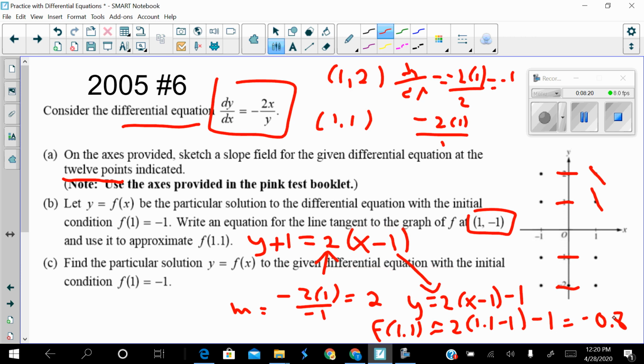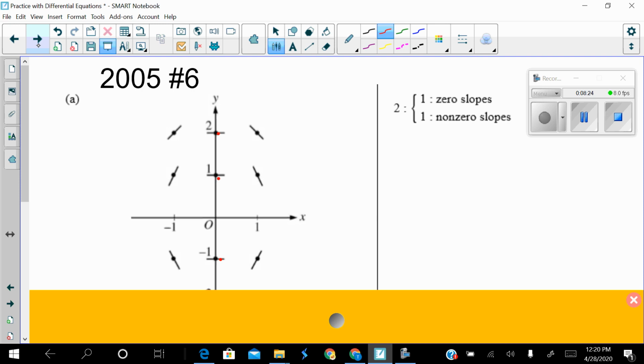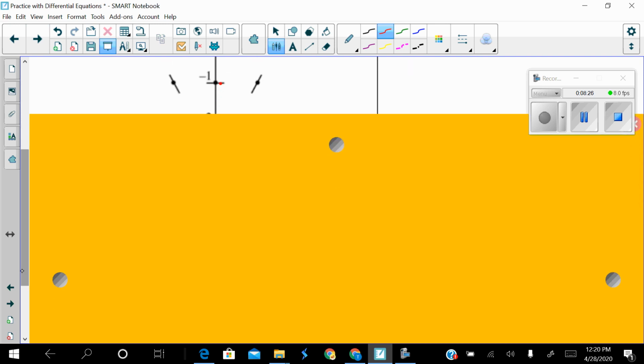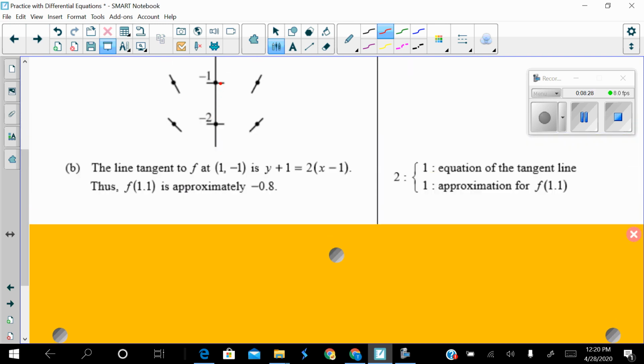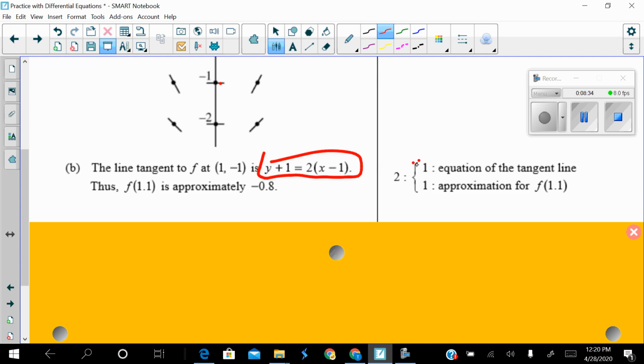Well, let me just go to our solutions. Okay, so you get 1 point for writing the equation of the tangent line, see that? And then 1 point for plugging it in and getting the negative 0.8. But again, you didn't have to simplify that. You could have just left it.